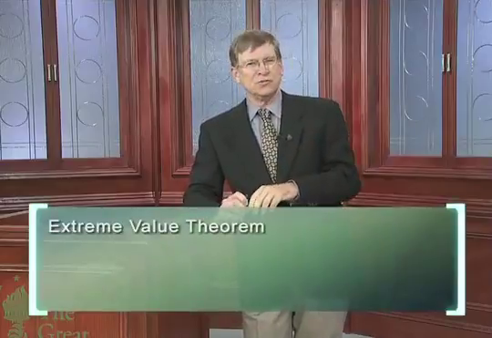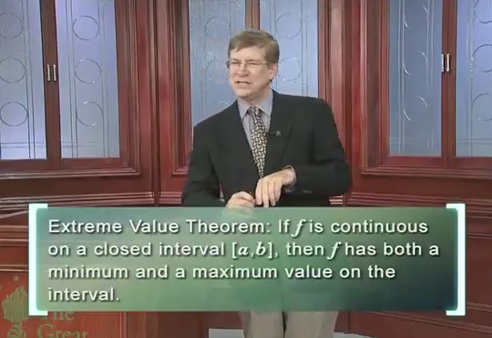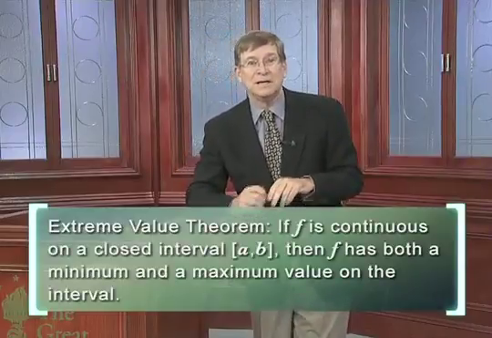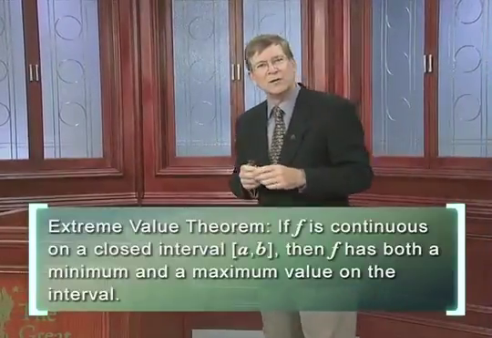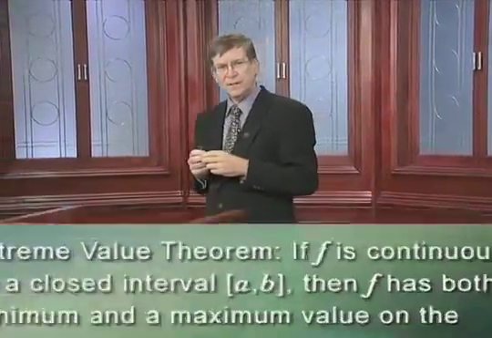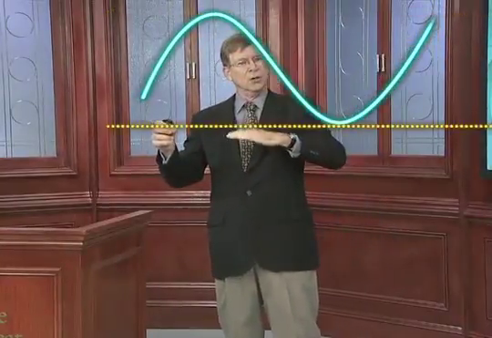This is called the extreme value theorem. It says the following: if a function f is continuous on a closed interval [a, b], then it has both a minimum and a maximum value on that interval. I think you can believe that geometrically. If I have some function that starts here, and then it's continuous, so it ends over here, it will have a high point and a low point.